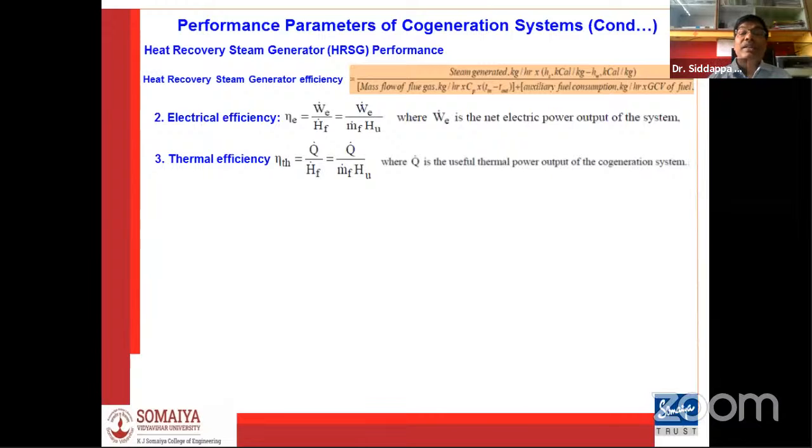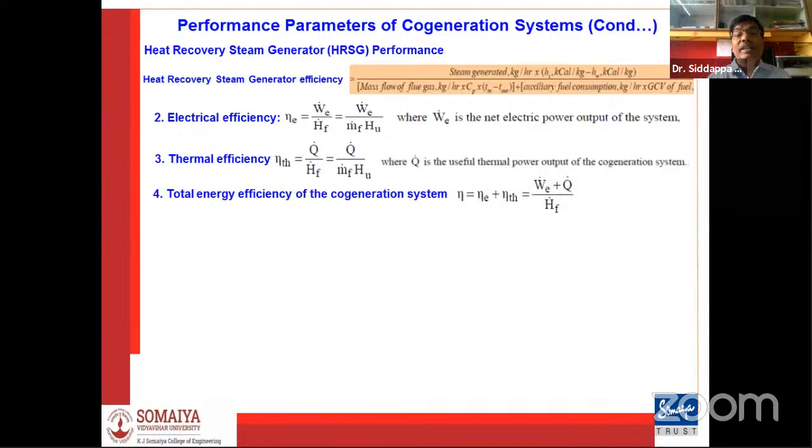We use different terms here because the thermal part is related to whether I am going for a bottoming system or a topping system. Depending upon that, my electrical efficiency as well as my thermal efficiency is going to change, because my source of heat input will be the same. From the same source, I use part for power generation and part for heating applications. Depending upon that, I get thermal efficiency and power or electrical efficiency, where Q dot is the useful thermal power output of the cogeneration system.